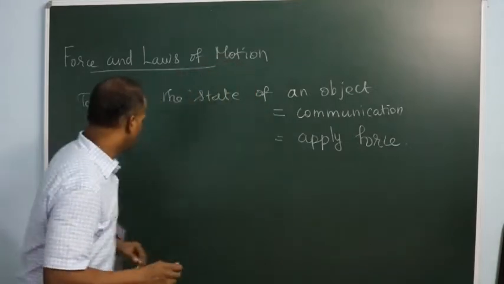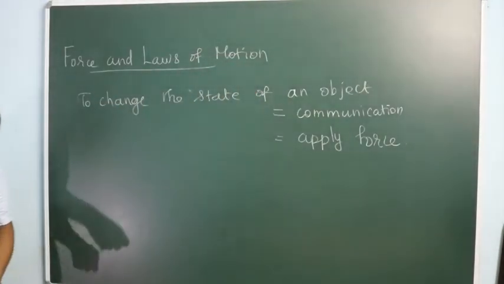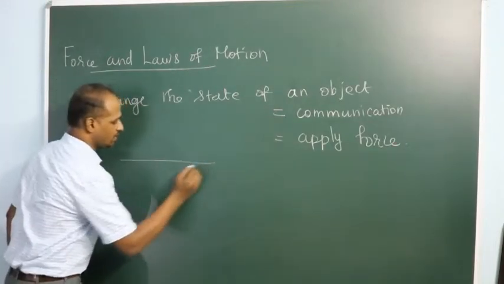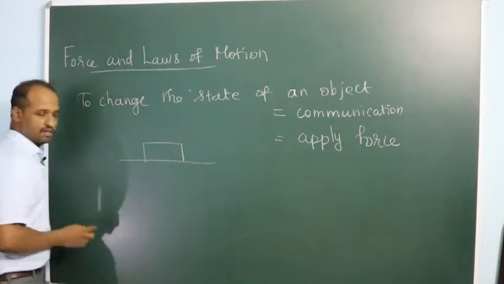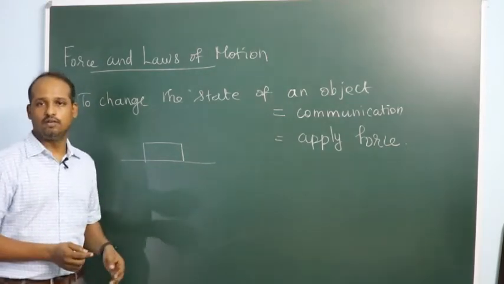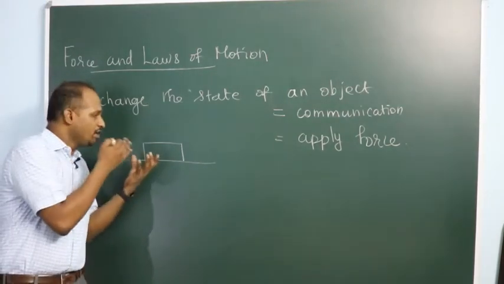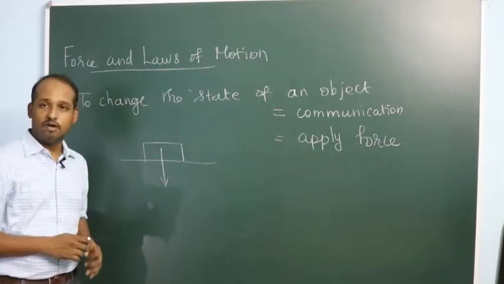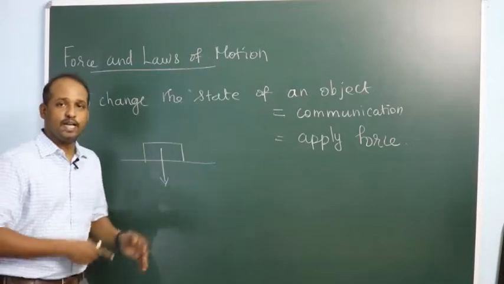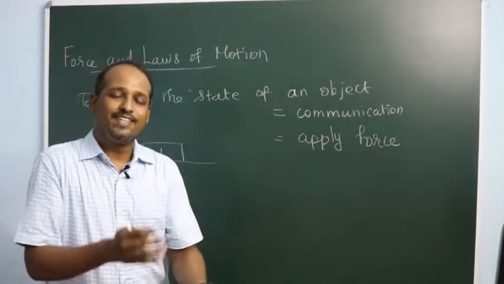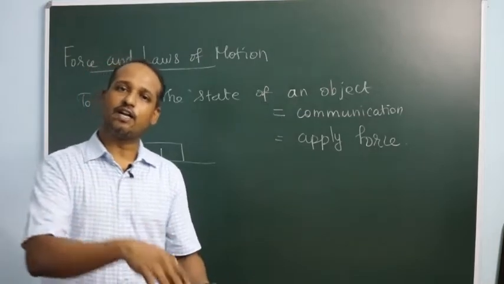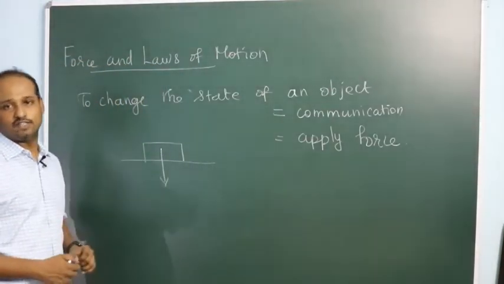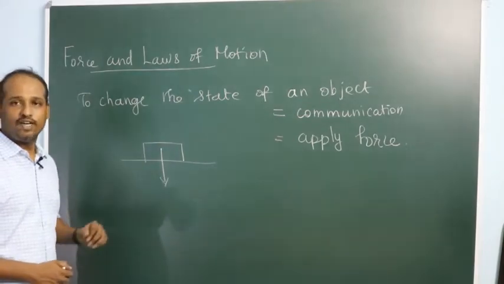One example is a table on which you are keeping an object, a book or anything. You know that gravitational force is acting on this object all along, in the downward direction. But the object which is kept on the table is at rest. Despite the fact that there is a force acting on that object, it has not brought about a change in its state of rest.